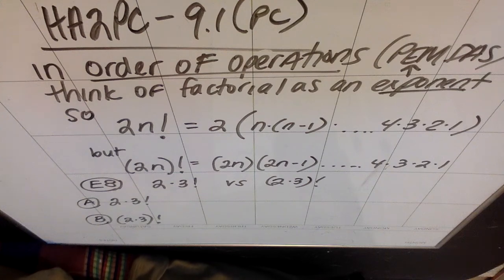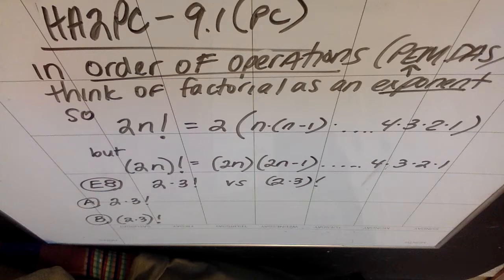This is Honors Algebra 2 Pre-Calculus. We're doing section 9.1 in Pre-Calc, which is sequences and series. Our last video talked about factorial. Right now we're going to talk about where a factorial falls in order of operations. So there's no F in order of operations, right? We've got PEMDAS, there's no F.